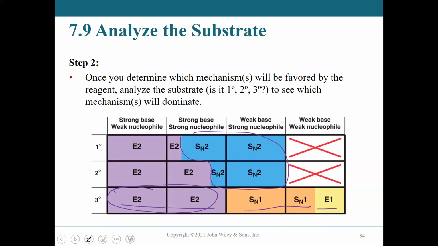For secondary substrate, yeah, that is dominated by E2 and SN2, right? You can see here how it's divided half and half. There is no case of weak base with nucleophile in this particular combination. And then with primary, of course, SN2 dominates over E2. So you see the fight is mostly between E2 and SN2. SN1 and E1 are very interesting to know the mechanism.